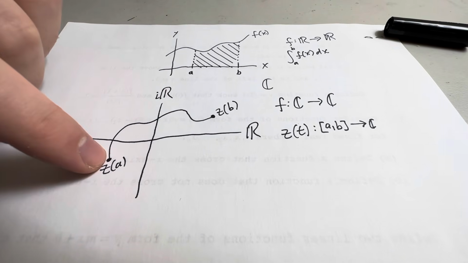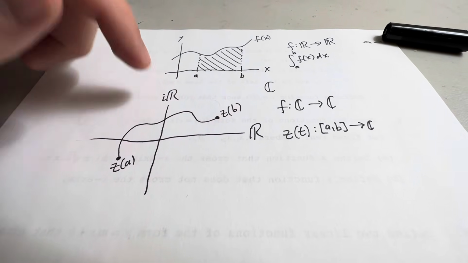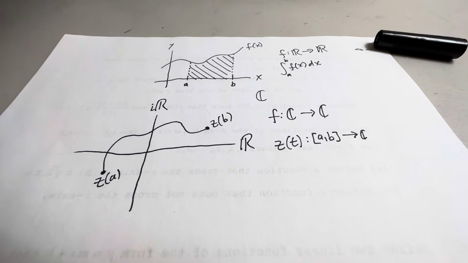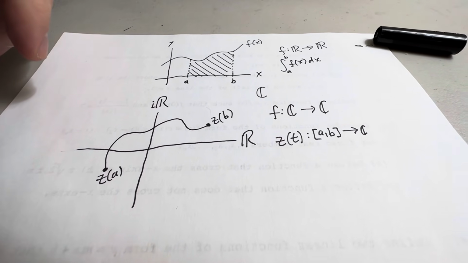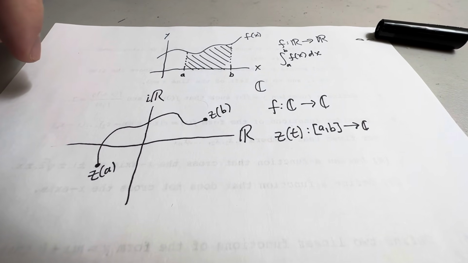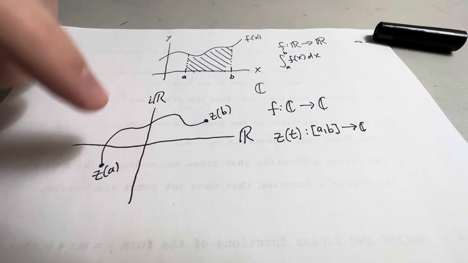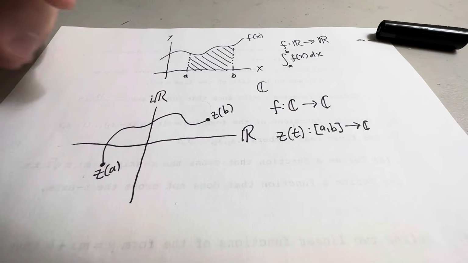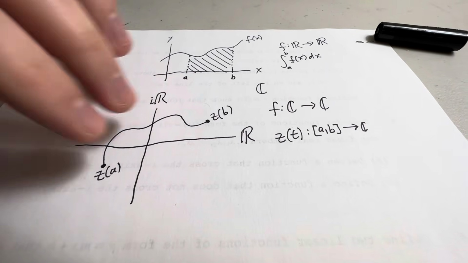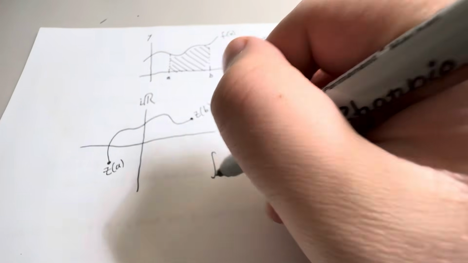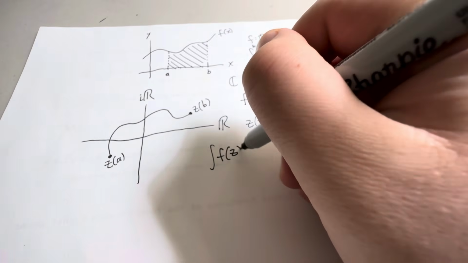It is possible that ZA could coincide with ZB, in which case we call it a closed curve. It could also double back over on itself, make a figure 8 or something, in which case interesting things can happen. But that's essentially the idea. This is sort of acting as our interval that we integrate over, and we have some function defined on it. And then we have the integral of f(z) dz.